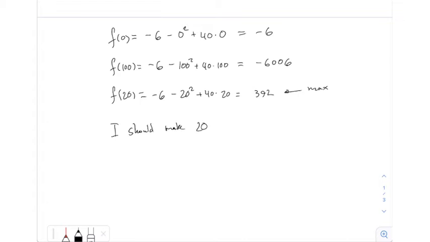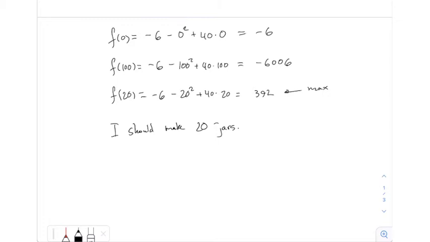20 jars. All right? That's how we do it. Any questions about that? This was meant to be an easy one. I basically just told you everything exactly the way you wanted to hear it, and then you just find the absolute maximum. All right? So the ones we're going to do from now on are a little bit more complicated.